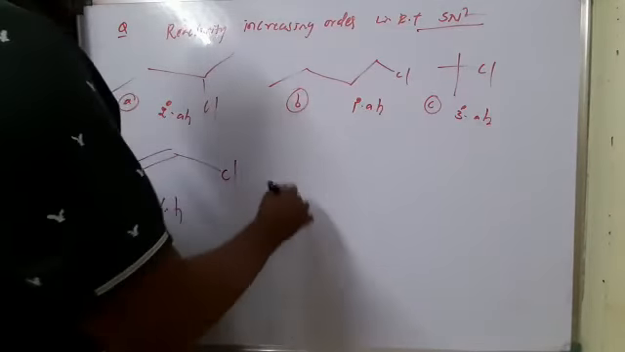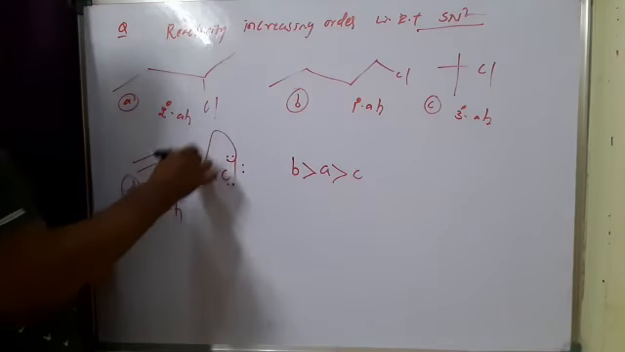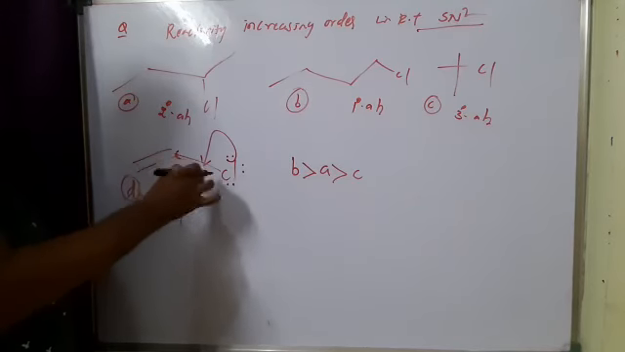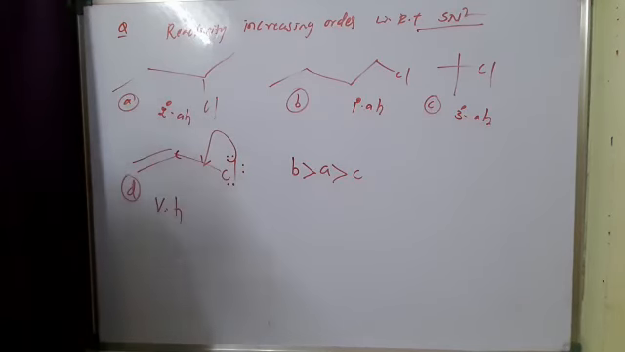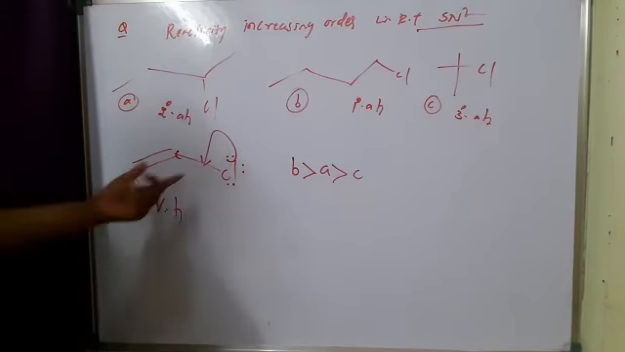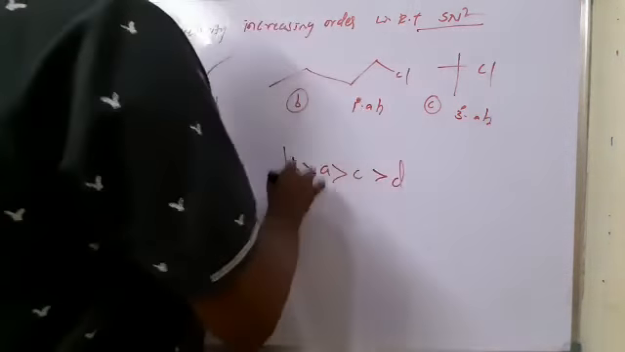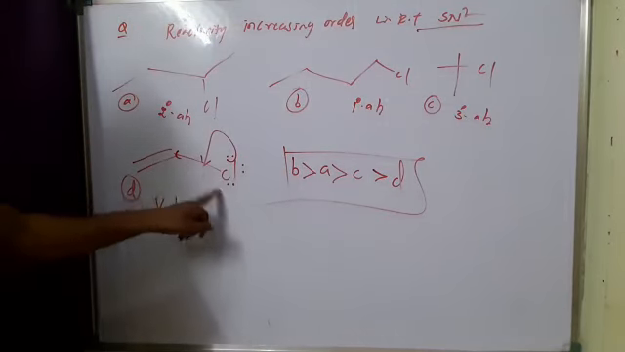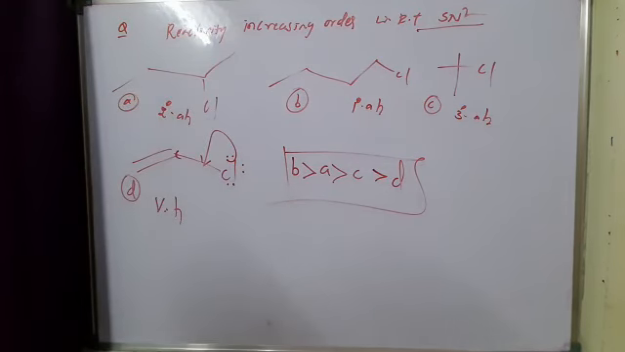Option D. Here chlorine is attached so it is in resonance with the pi bond. So pi-sigma lone pair conjugation is present. So here the carbon-chlorine bond has partial double bond character. If double bond character is present, chlorine is not easily eliminated. So vinyl halide is very least reactive, whether SN1 or SN2. When halogen is in conjugation with a double bond, it is very least reactive.